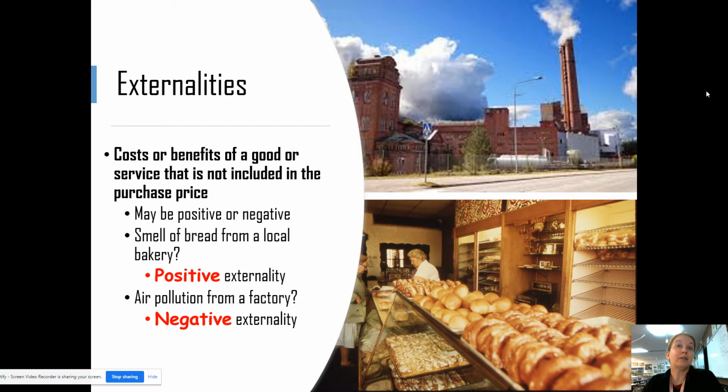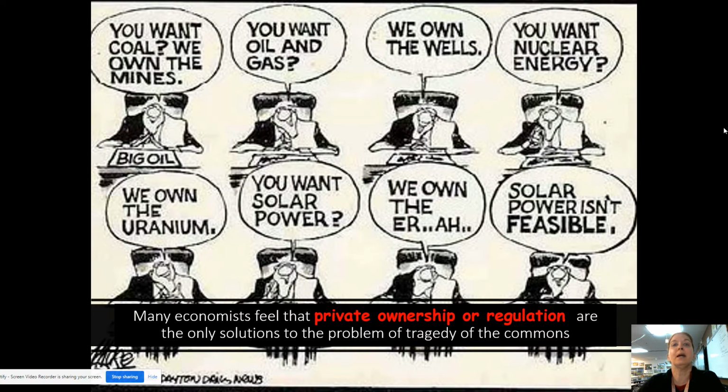And it can be positive or negative. So the smell of bread from a local bakery would be a positive externality. Air pollution from a factory would be a negative externality. So many economists feel that either private ownership or regulation are the only solutions to the problem of tragedy of the commons. So everyone needs to own it, or somebody needs to own it, or somebody needs to regulate it. Otherwise, it can't happen. But things like the sun maybe aren't owned by anybody.